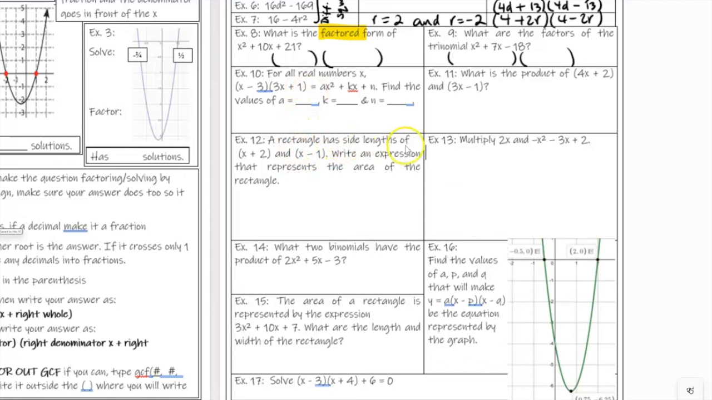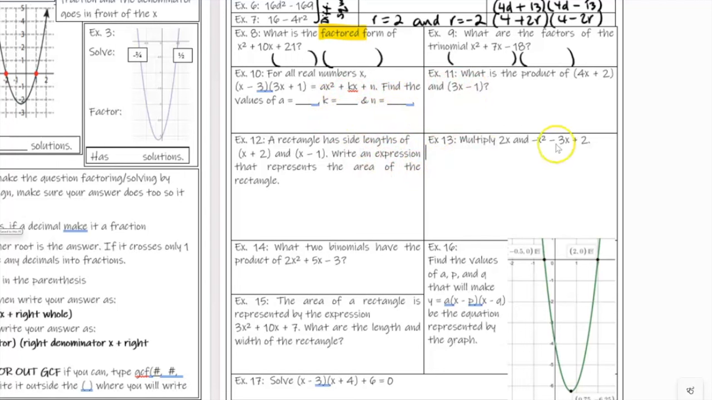A rectangle has side lengths of x plus 2 and x minus 1. Write the expression that represents the area. What are you doing with the area? You're multiplying those two. So that's another way of saying this. So all these three are the same so far. Multiply 2x by this. So again, same thing as here. You're just doing the multiplication.